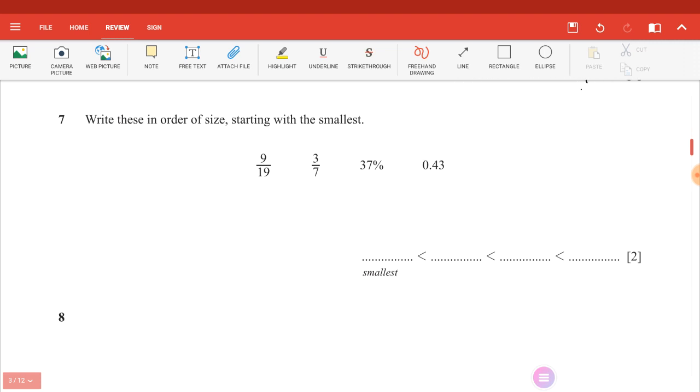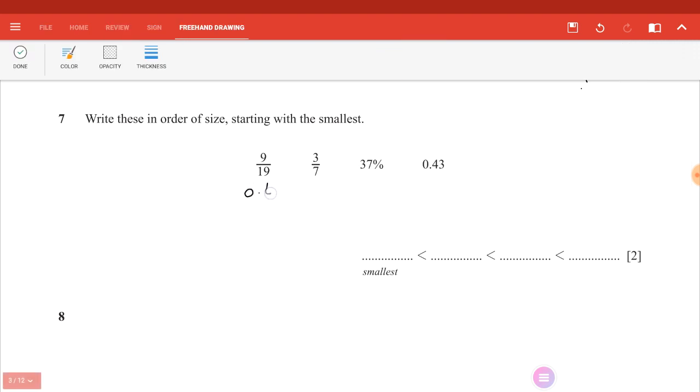Write these in order of size starting with the smallest. This is a question you can do on your calculator. 9 over 19 equals 0.473. 3 over 7 equals 0.428. 37 over 100, or 37%, equals 0.37, and this is 0.43.